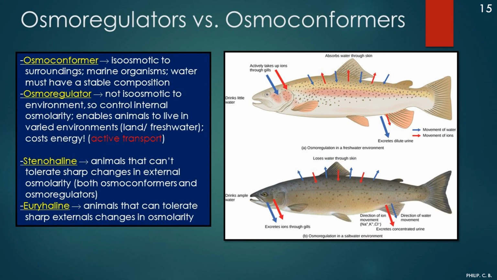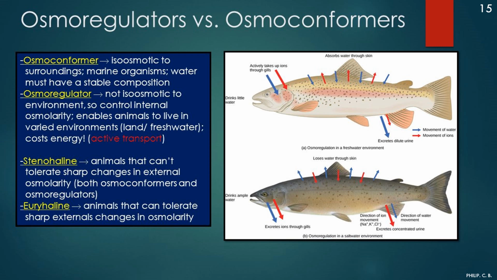Now we come across two terms, osmoregulator versus osmoconformer. I just added a few images here to make it easier. What is an osmoconformer? Isoosmotic to the surroundings; a marine organism must have a stable composition, right? So they are all what? Osmoconformers. Osmoregulator: not isoosmotic to the environment, so it controls internal osmolarity, which enables animals to live in varied environments, land and freshwater, but costs energy.